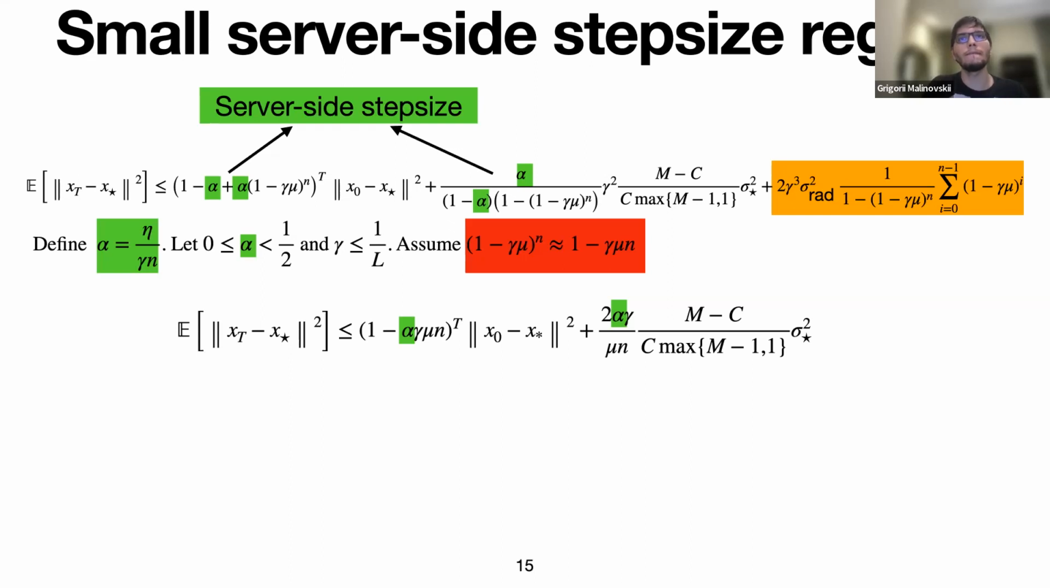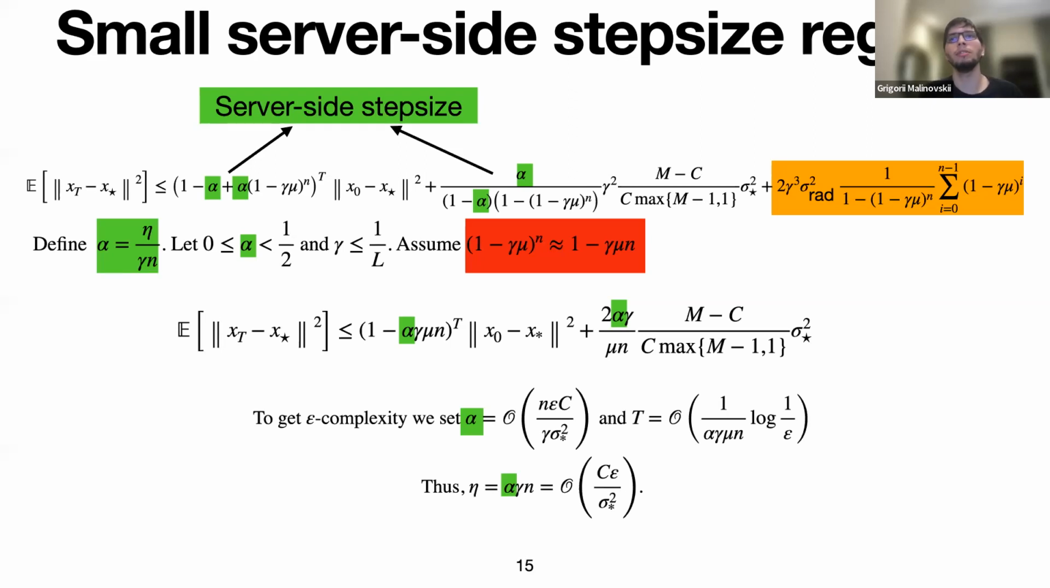and again, we can use the same trick, say that the first one should be less than or equal to epsilon divided by 2, and the second one should be less than or equal to epsilon divided by 2. And using some algebra, we can get that alpha should be proportional to epsilon. And since eta is equal to alpha multiplied by gamma n from definition, we can say that eta should be proportional to epsilon, and gamma should be 1 over L.